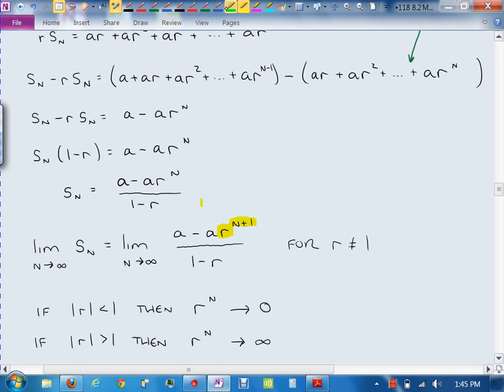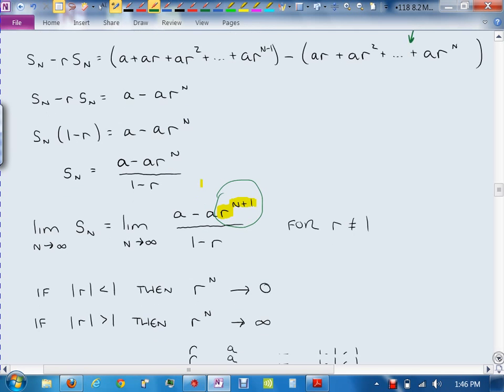Where would this thing go? Where would that go, right there, if that was a fraction? That whole little piece right there would go to 0, wouldn't it? Okay? But if r is bigger than 1, then I start raising a number bigger than 1 to powers. That's going to get huge, isn't it? So that thing's going to explode and go to infinity.